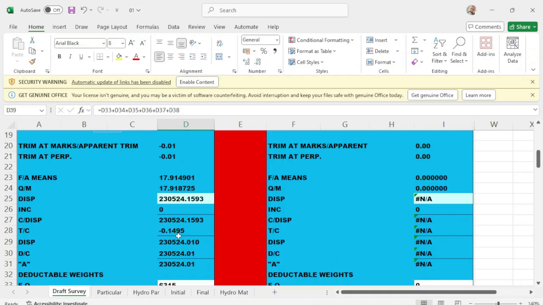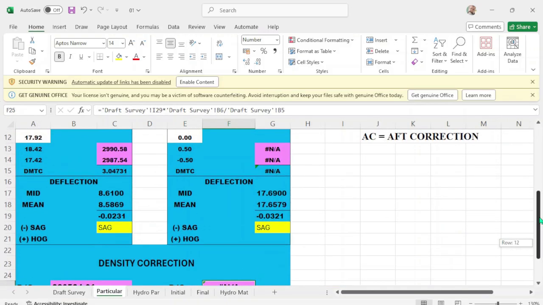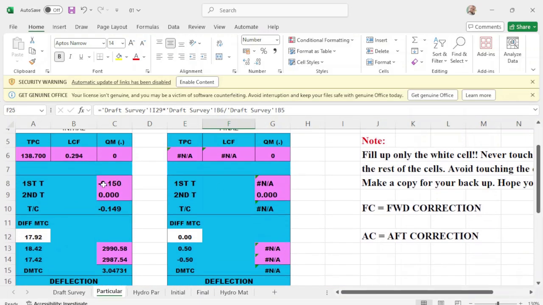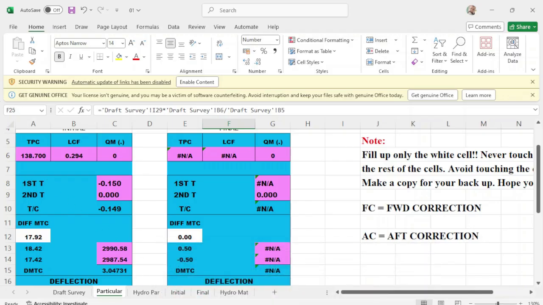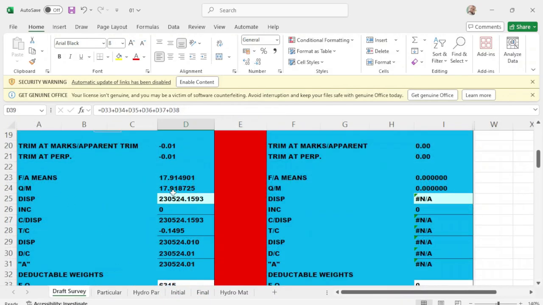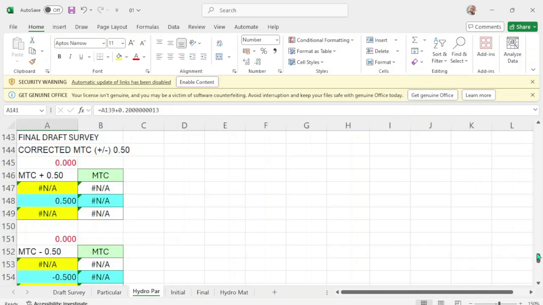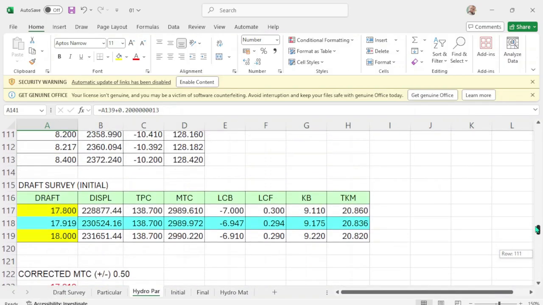Trim correction number 1, this one. How did I get this negative 1.1481495? I put here, then I got here the trim correction number 1. Okay, so what does the formula say? By the way, once you have your quarter mean, this quarter mean, you have to put this in your hydrostatic table. So you go to the hydrostatic table, then go for the initial. This is the initial.